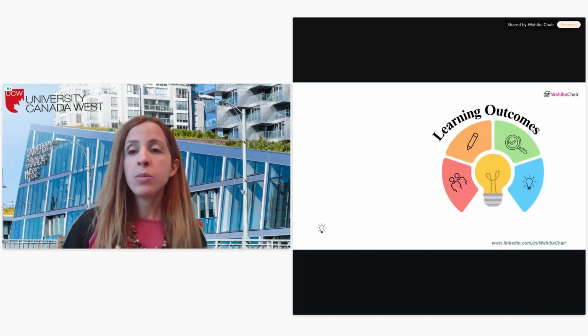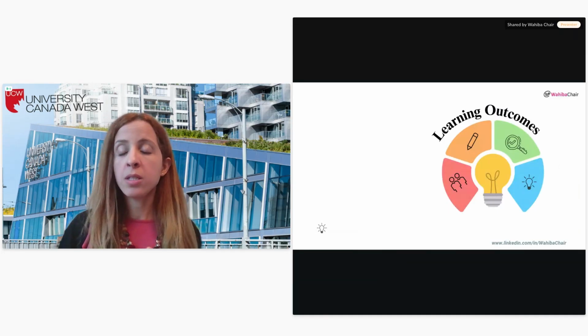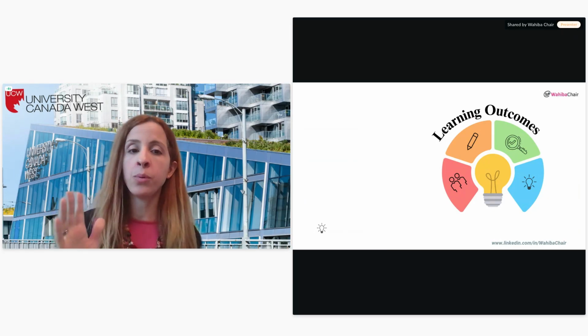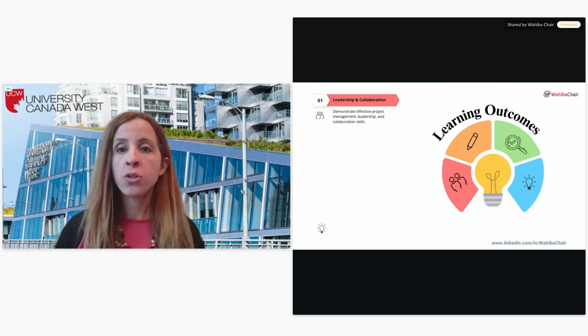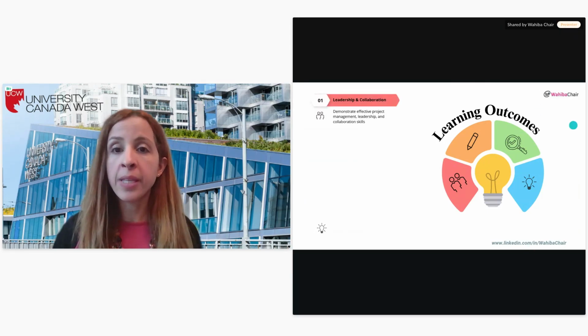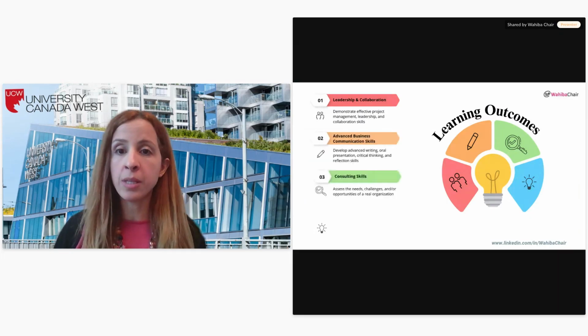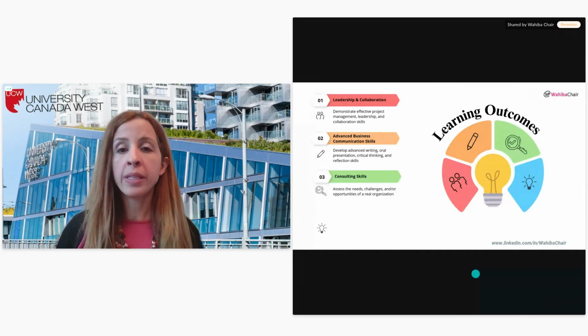And so when it came to learning outcomes, we saw what the employers were looking for, looked at labor market data, and we wanted to keep it simple around 4 key themes, starting with leadership and collaboration, and then advanced business communication skills, consulting skills, and then, of course, real-life applications.